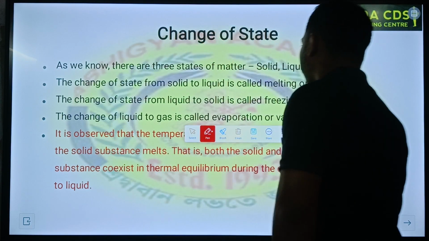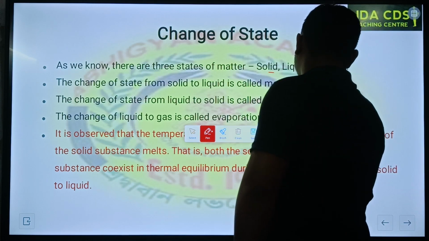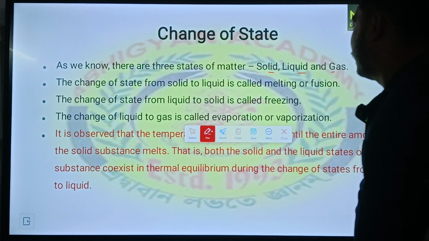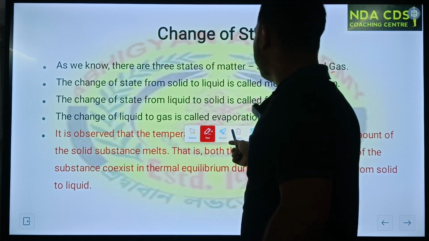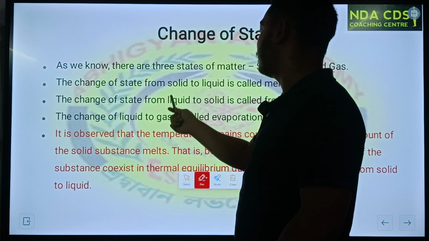Anyway, we need to deal with only solid, liquid, and gas. Okay, some very basic things which you already know, but still let us go through anyway. Change of state.